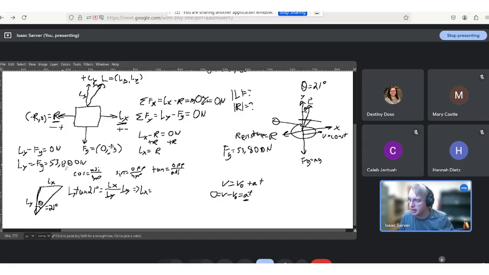What's Ly? Here's my Ly: 53,800 newtons. So Lx equals 53,800 times tangent of 21 degrees, which is 20,700.